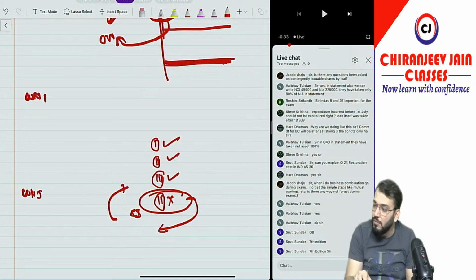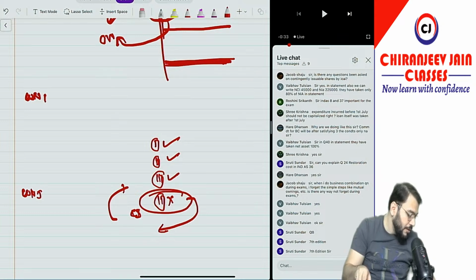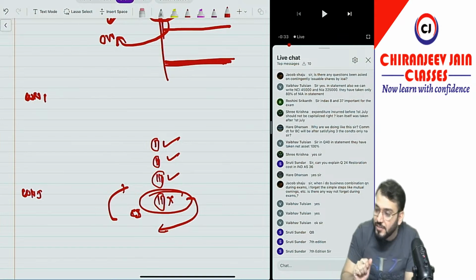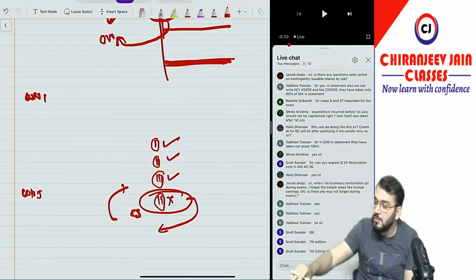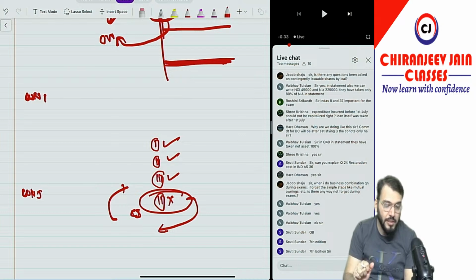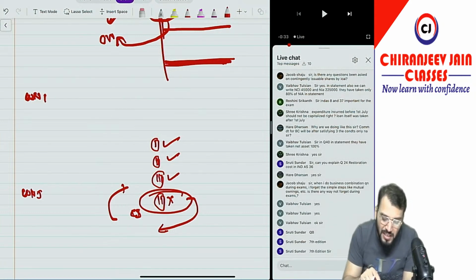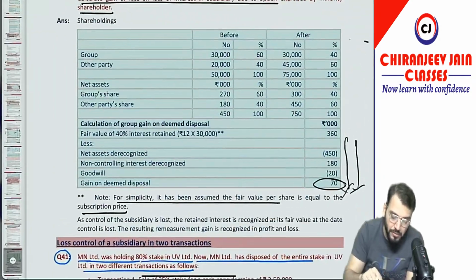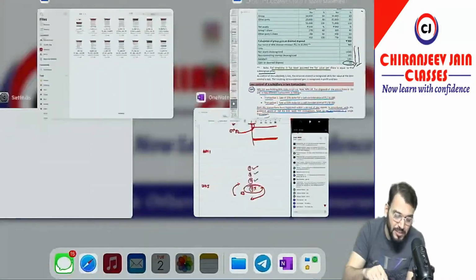7th edition. You have the 7th edition now. I don't know where my pen drive is. 7th edition, it is Ind AS 36. Oh, chalo. This edition right now I don't have. Okay, chalo.